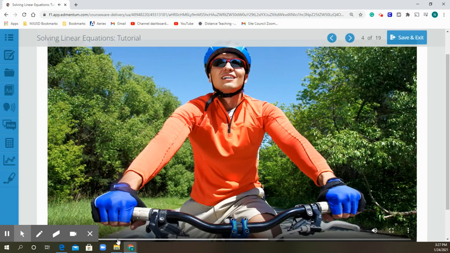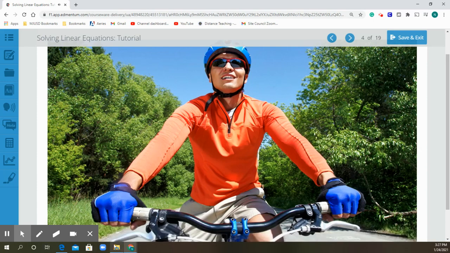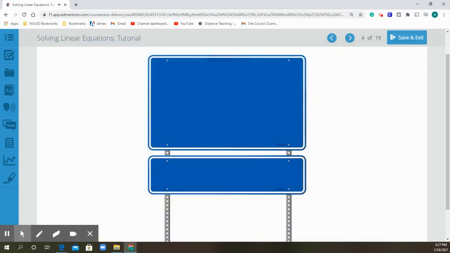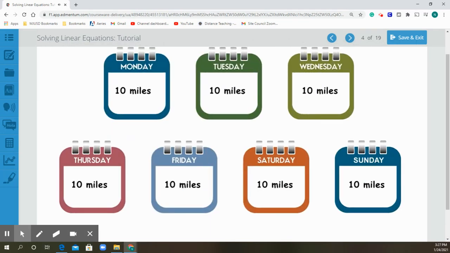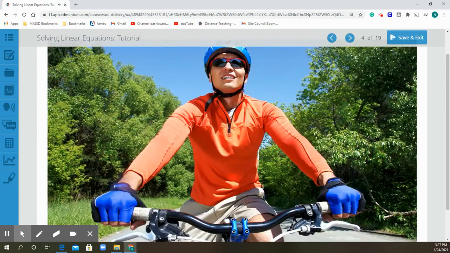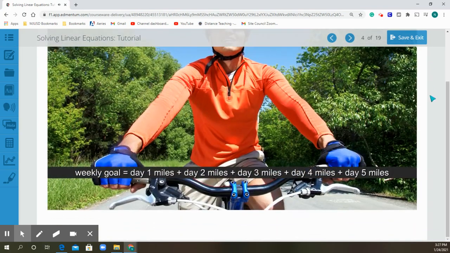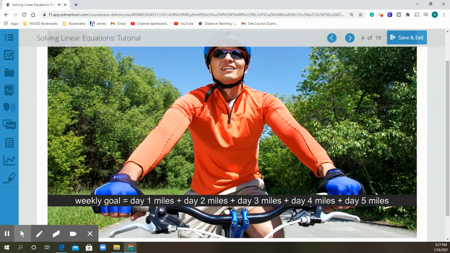Gavin likes biking. He never misses a chance to go for a ride when the weather is nice. He has set a goal for the number of miles he wants to ride this week. Now he wants to figure out how many miles he should bike each day to meet his goal for the week. He can model his situation using a linear equation and then solve it to get the answer.